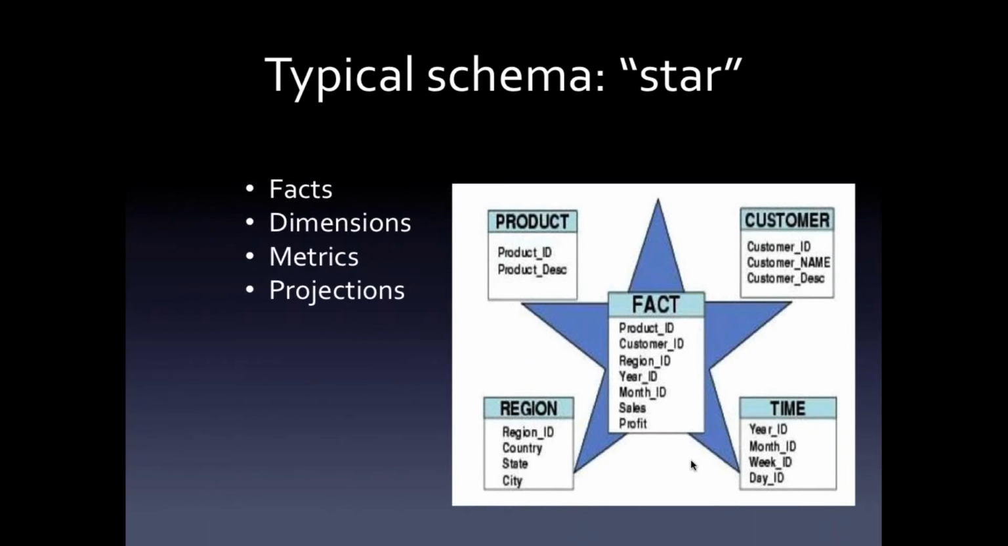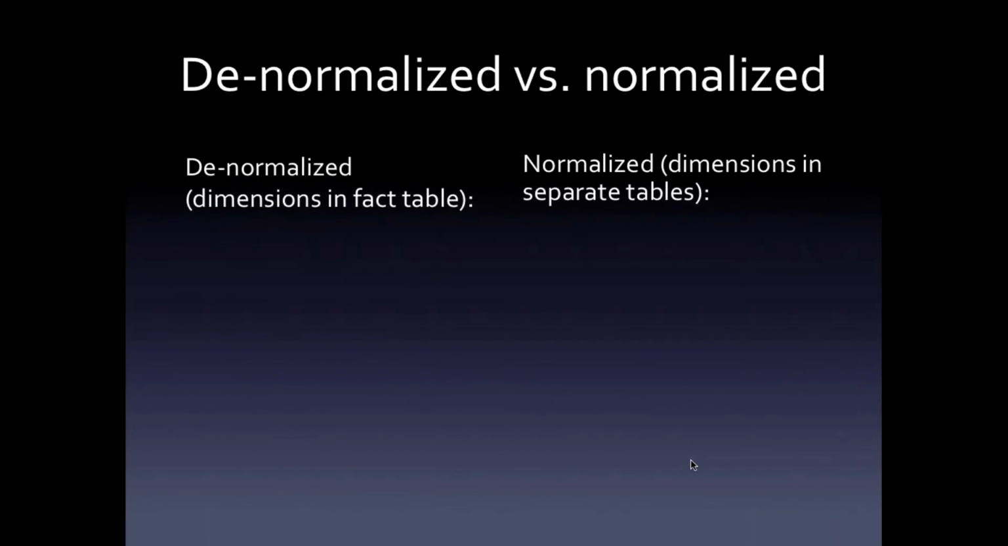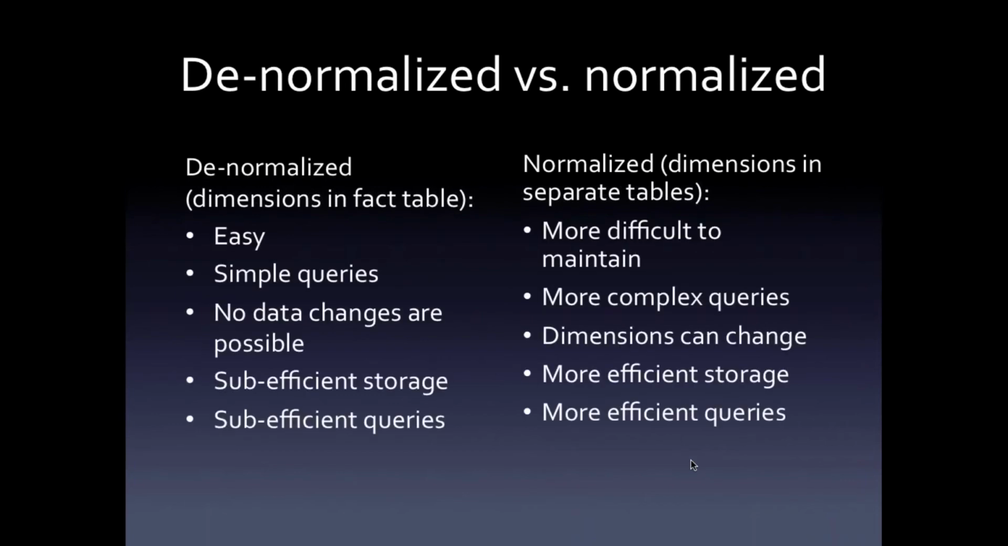Metrics are different functions on top of your fact table, for example, some sum of revenue or count of operations and so on. Projections we probably don't want to discuss here, but these are projections of the fact table to a smaller number of dimensions with possible aggregation. So there are two approaches to schema design. First is denormalized schema, and second is normalized. In denormalized, all dimensions are stored in the fact table, and this is very easy to implement.